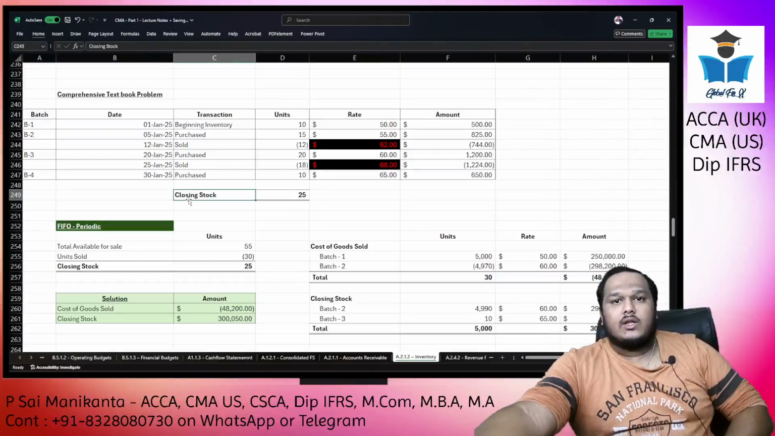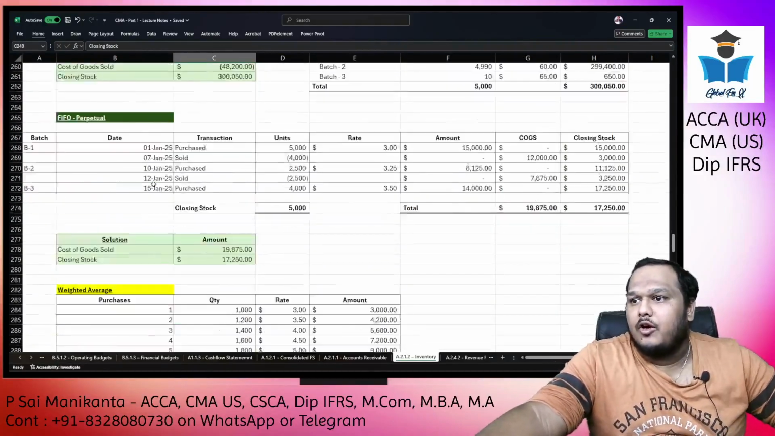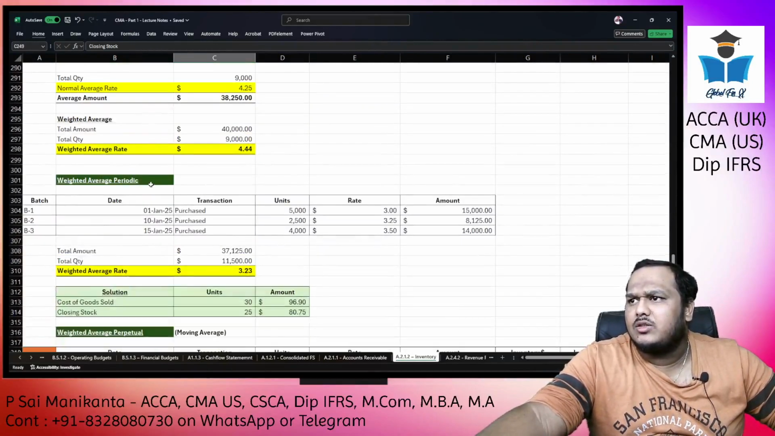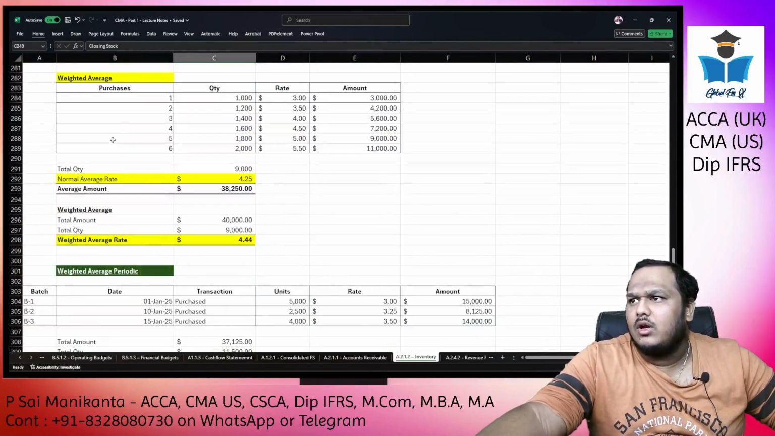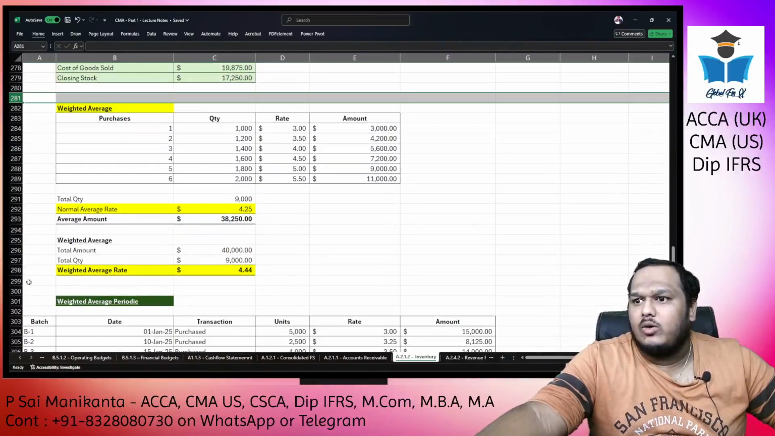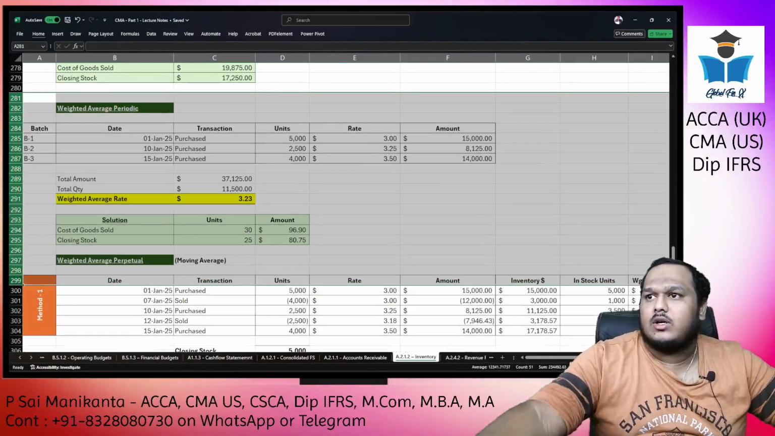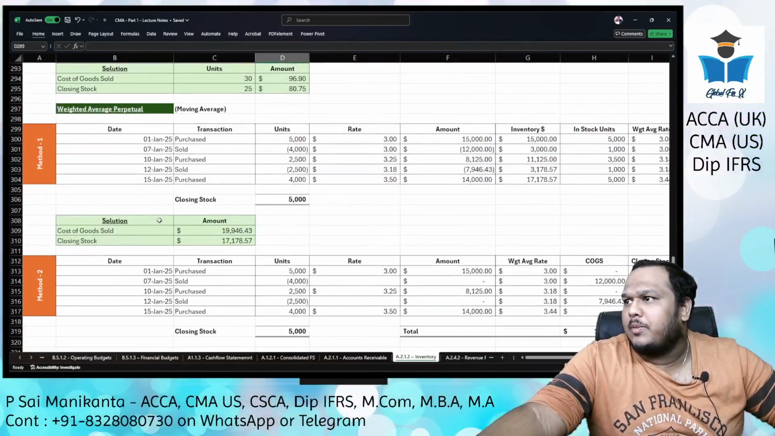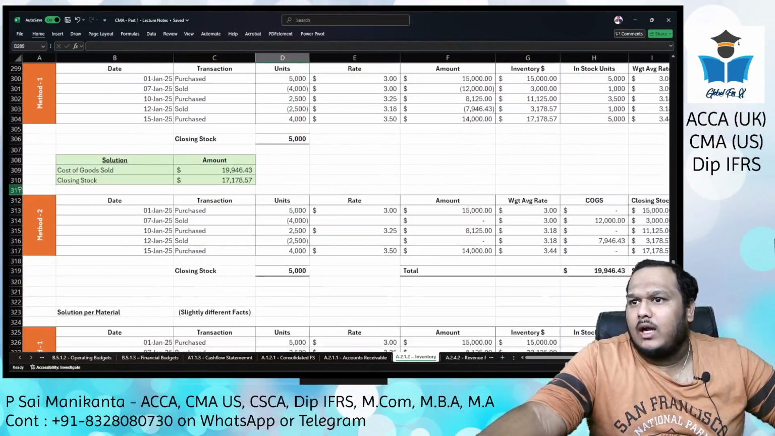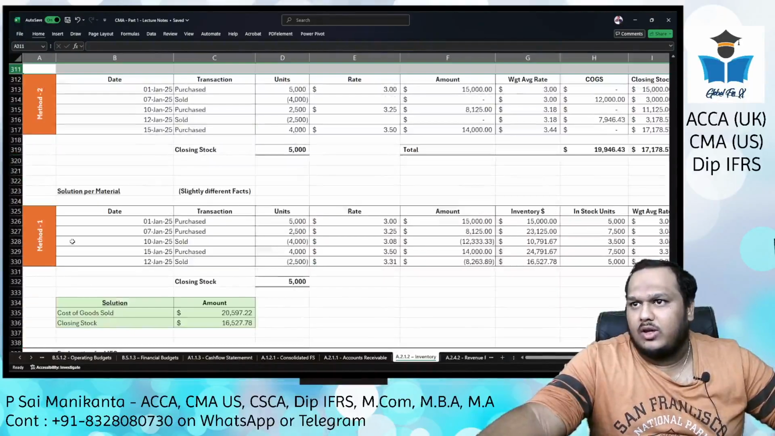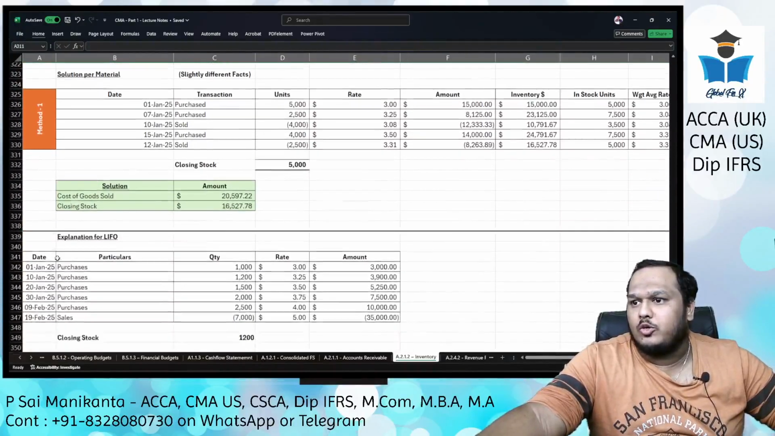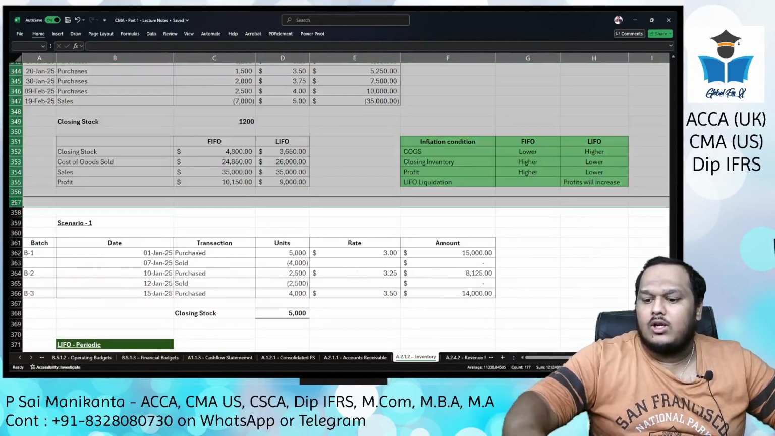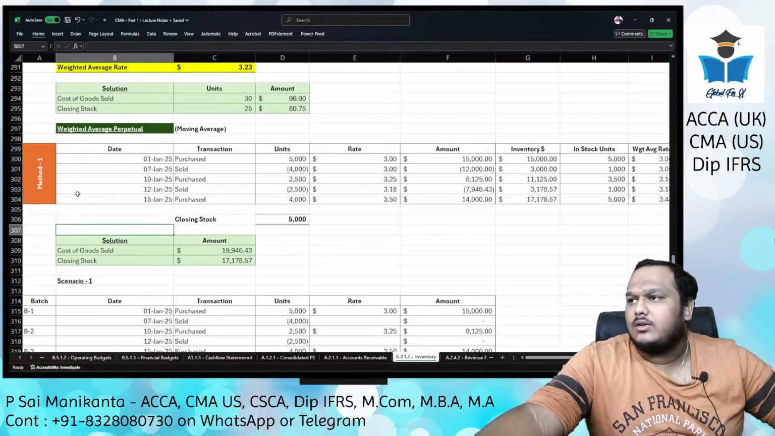Okay, so let's start the calculation. So FIFO periodic, FIFO perpetual, then weighted average. Oh, I was explaining how weighted average is calculated, so that is not relevant to this question. So weighted average periodic, weighted average perpetual. I'll only keep one method. I don't need to explain two methods. No need of this explanation. So this is all irrelevant.